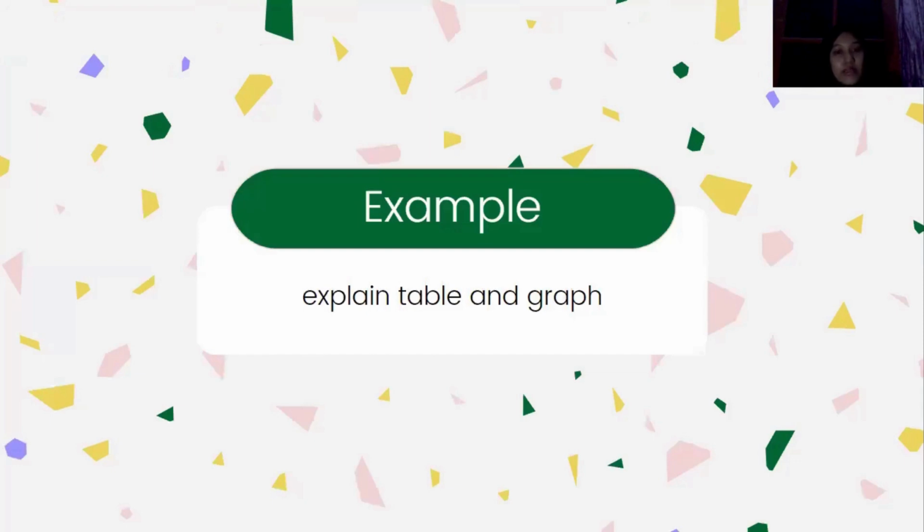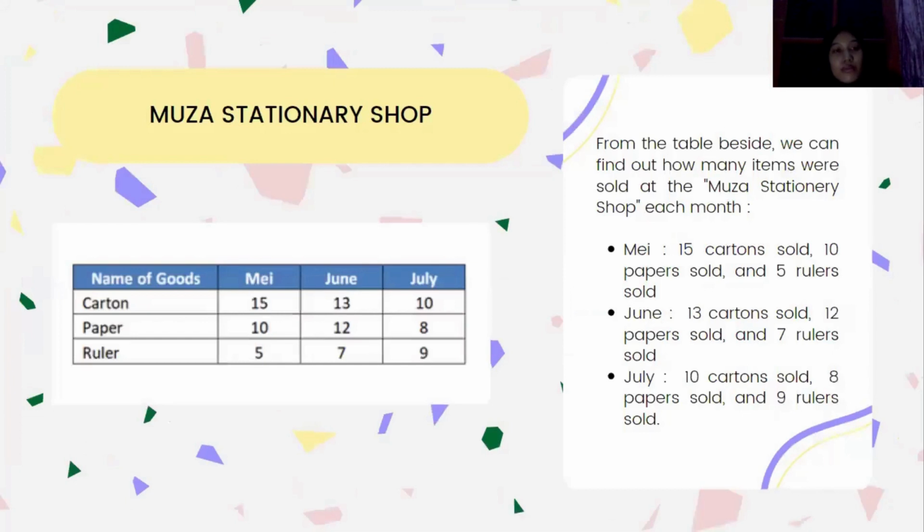Example, explain table and graphs. Musa stationery shop. From the table beside, we can find out how many items were sold at the Musa stationery shop each month. In May, 15 cartons sold, 10 papers sold, and 5 rolls sold. In June, 13 cartons sold, 12 papers sold, and 7 rolls sold. In July, 10 cartons sold, 8 papers sold, and 9 rolls sold.